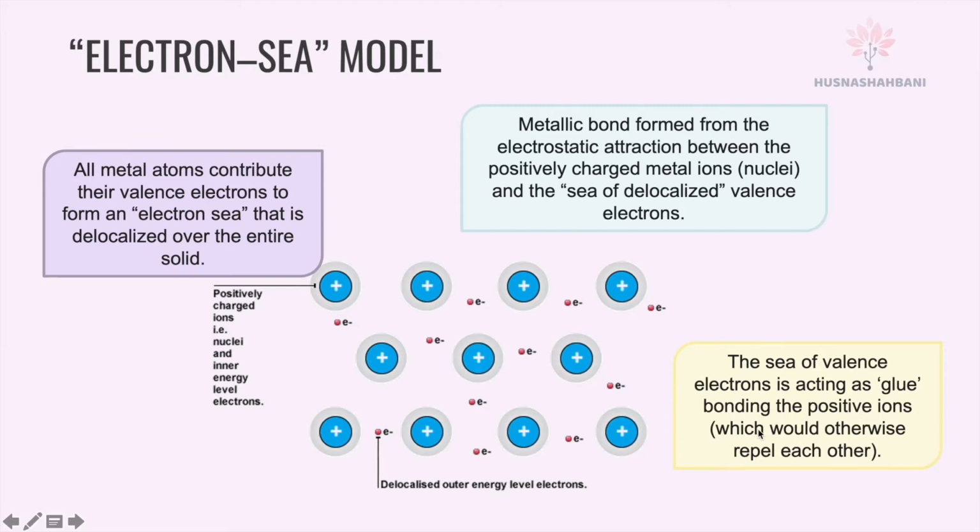The positive ions would otherwise repel each other. So when this electron meets this electron, they will repel, and if this electron meets the positively charged, it's like glue bonding, so it will attract. This is electron sea model. This electron sea model forms the metallic bond.